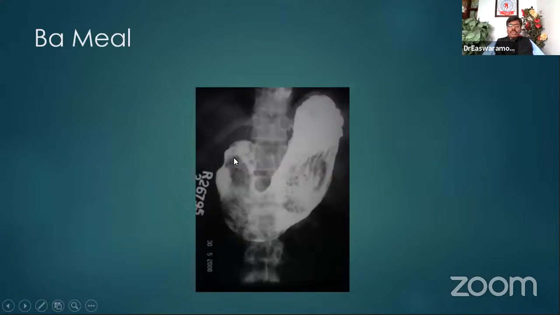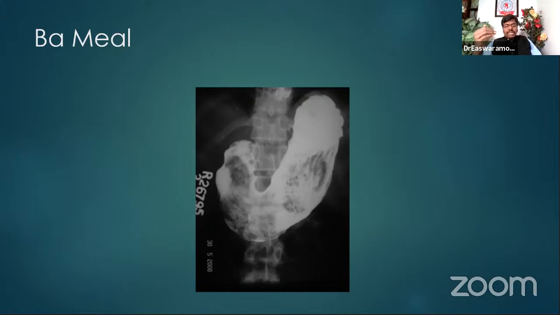And here is a large proliferative filling defect, irregular, persistent filling defect. That is another word you master. Irregular, persistent filling defect within the lumen is a sign of a large polypoidal tumor.